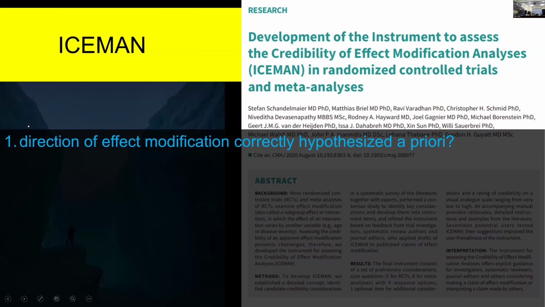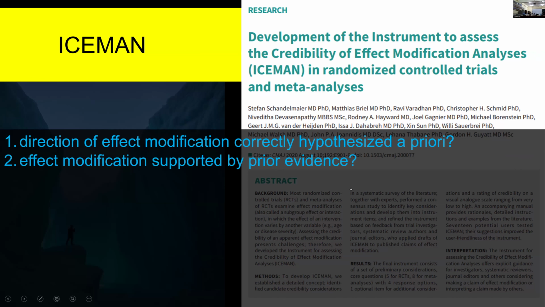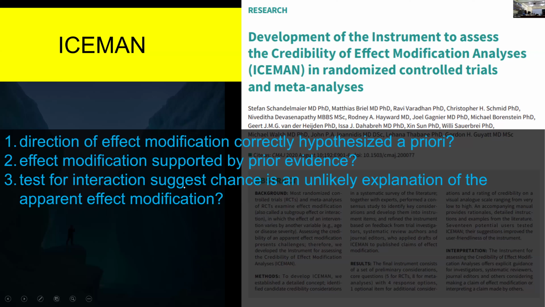The first one is the direction of effect modification, currently hypothesized a priori. A priori means before the study, you hypothesize that older people will do worse than younger people. Then it's a worthwhile thing. If you hypothesize that women will do better than men for some biological reason, then it's a good subgroup analysis. Second, is there prior evidence? Meaning, are there previous studies to show that older people do worse than younger people?